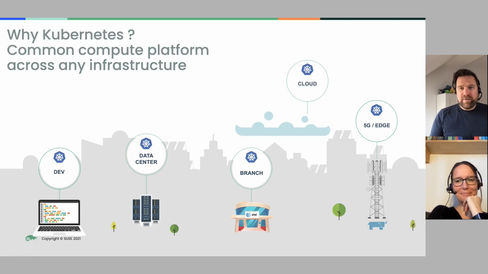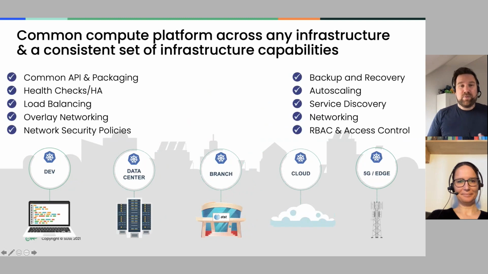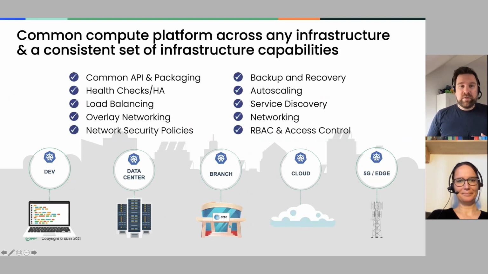And here, Kubernetes not only cares about starting and stopping containers on a bunch of machines, it also cares about setting up networking between your applications, configuring health checks, load balancing, security policies, service discovery, auto-scaling, role-based access control, backup and disaster recovery, and much more. And for all of that, you have standardized APIs so that you don't have to reinvent the wheel every time you deploy something to a new infrastructure.